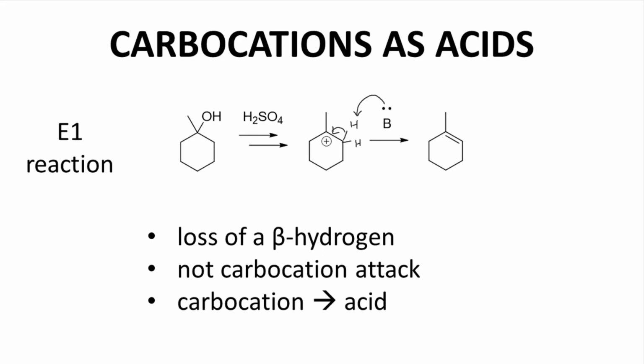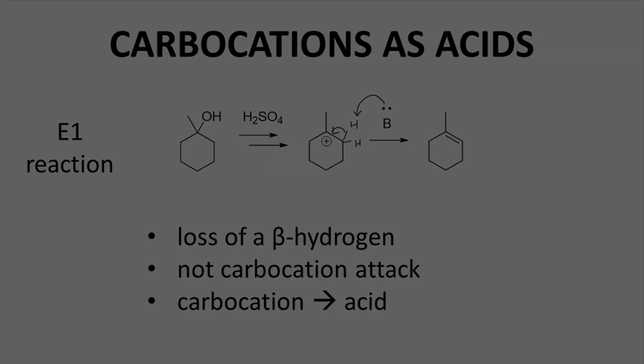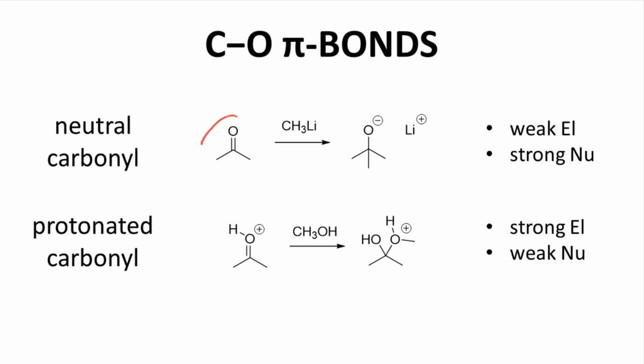Great, let's move to attacking pi bonds. Carbonyls. The C=O pi bond is a super common electrophile. We can attack a neutral carbonyl, which is a rather weak electrophile, that requires a strong nucleophile, like this organometallic reagent. Sometimes carbonyls are protonated, which affords a much stronger electrophile.